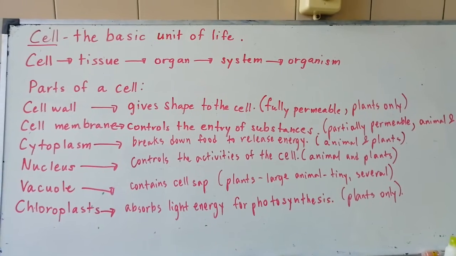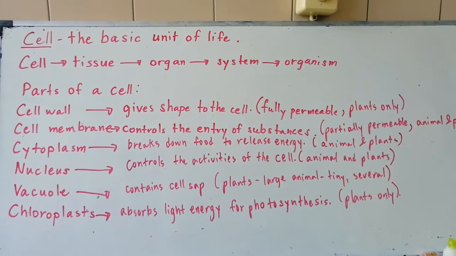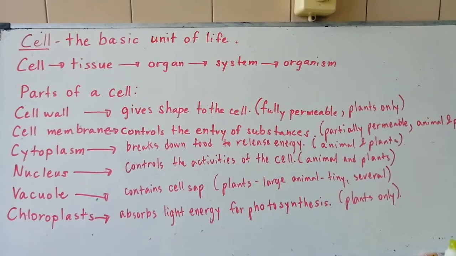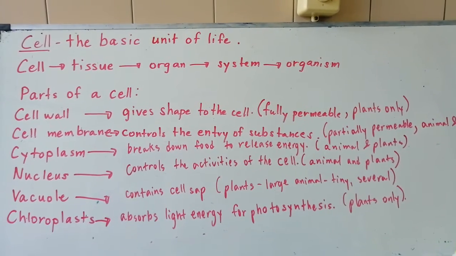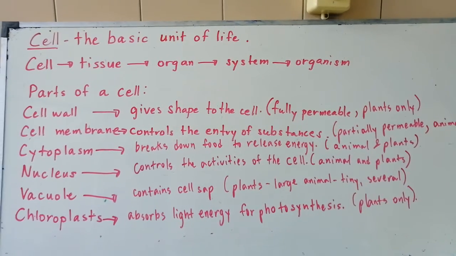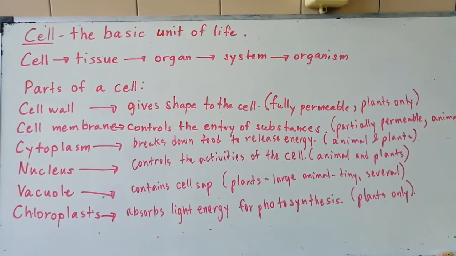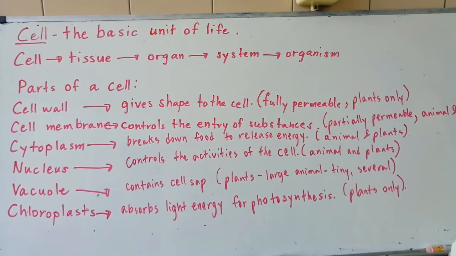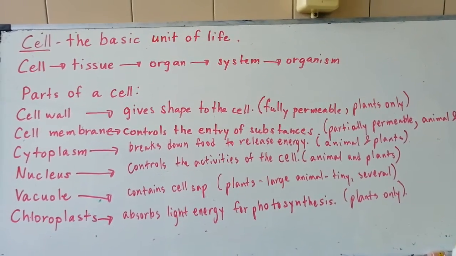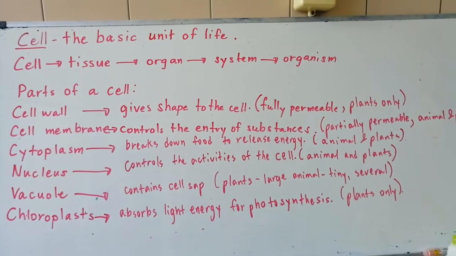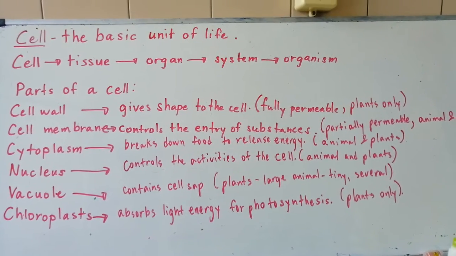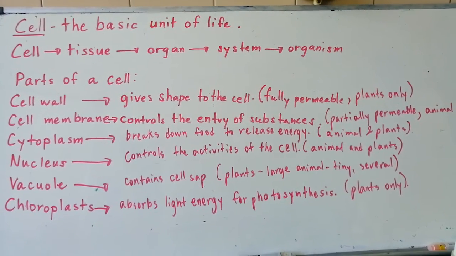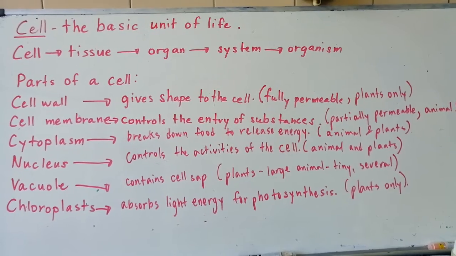The next part is the cytoplasm. The cytoplasm breaks down food in the cell to release energy, and it can be found in both animal and plant cells. Next, we have the nucleus. The nucleus controls the activities of the cell, and it can be found in animals and plants. The nucleus contains the chromosomes, which contain the DNA, which carries the characteristics from parents.